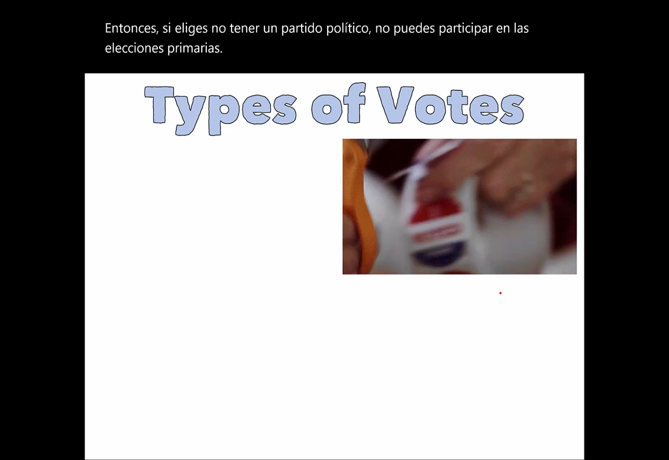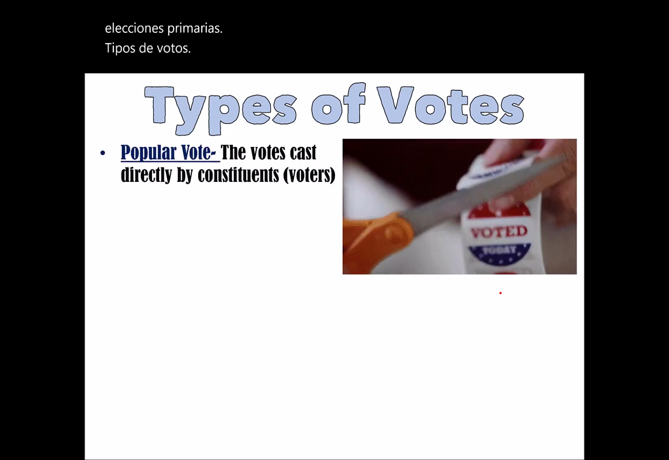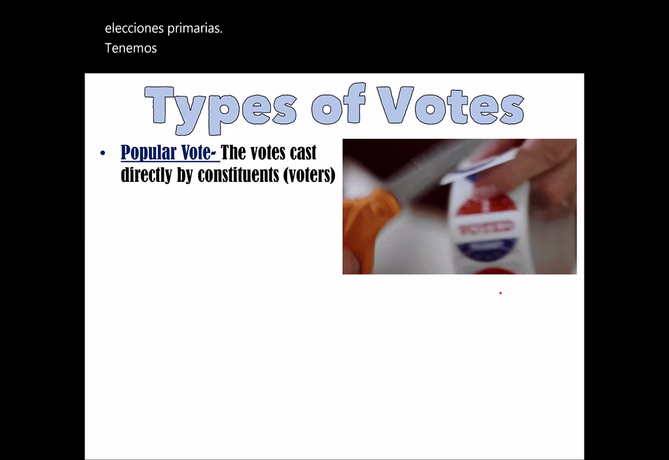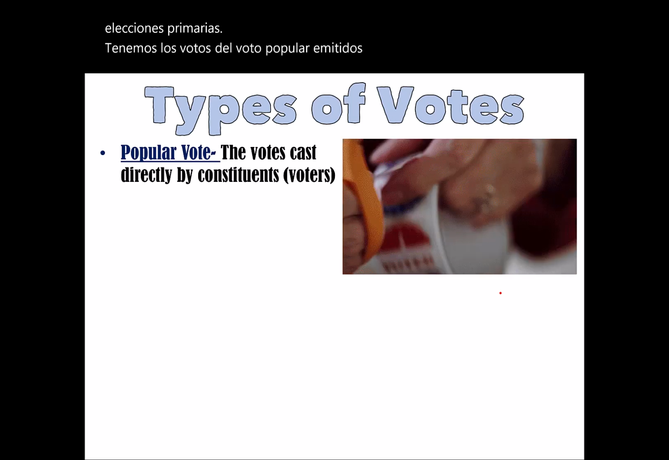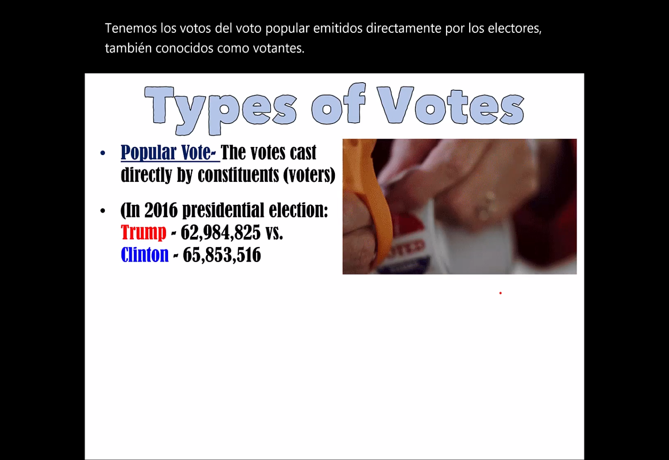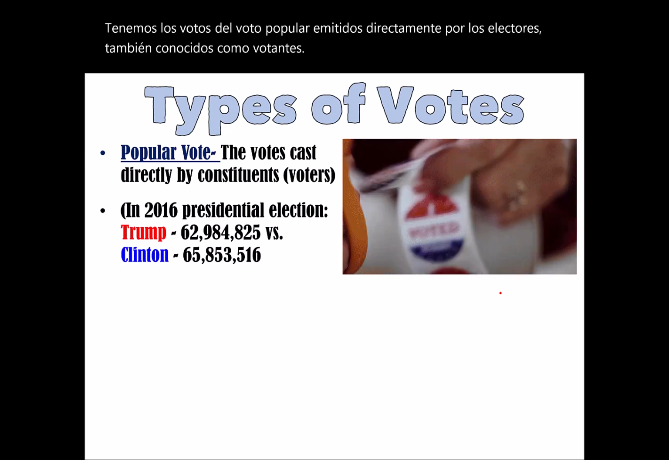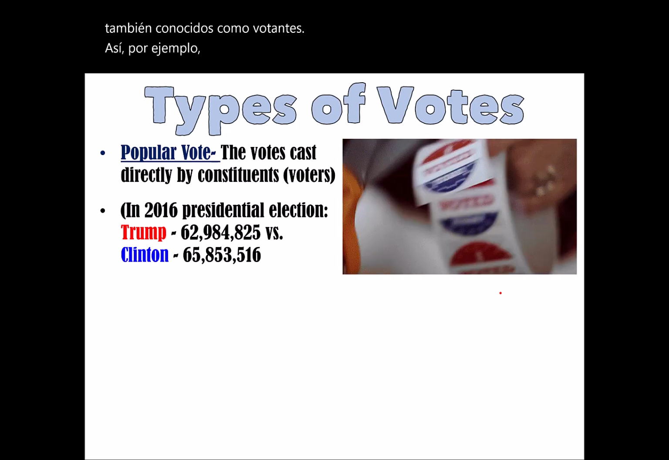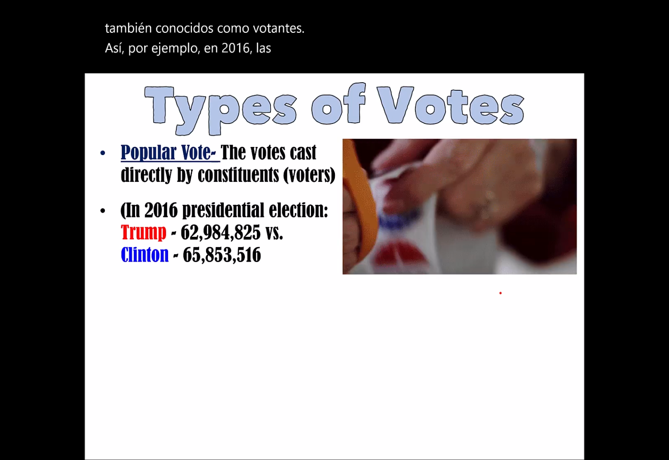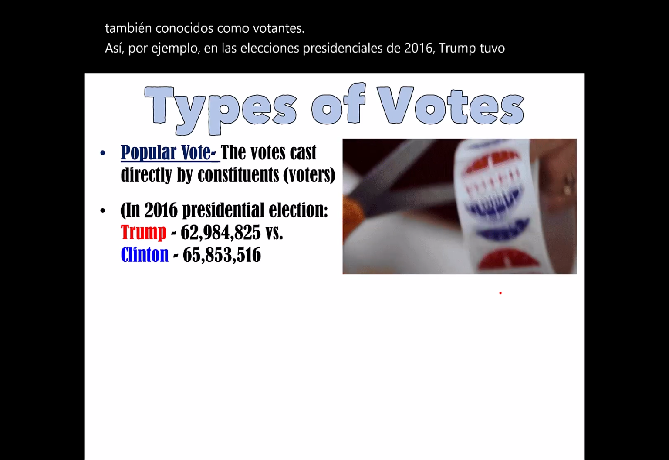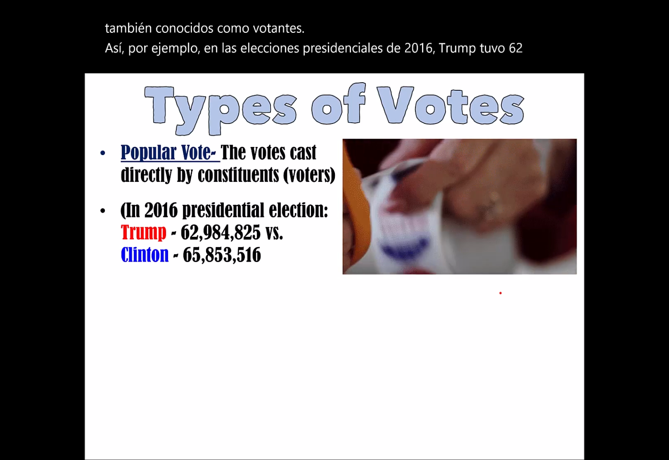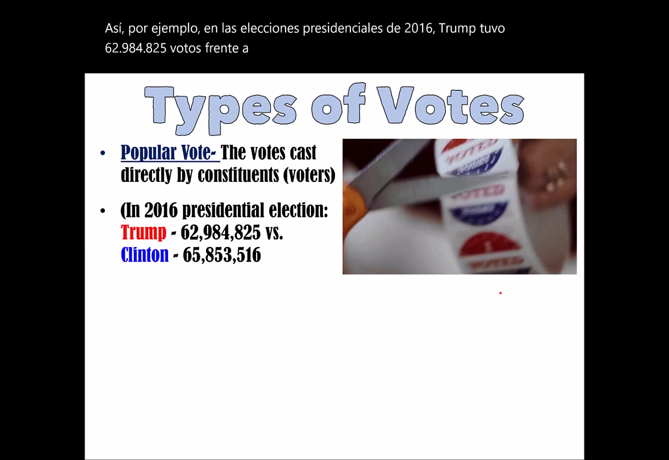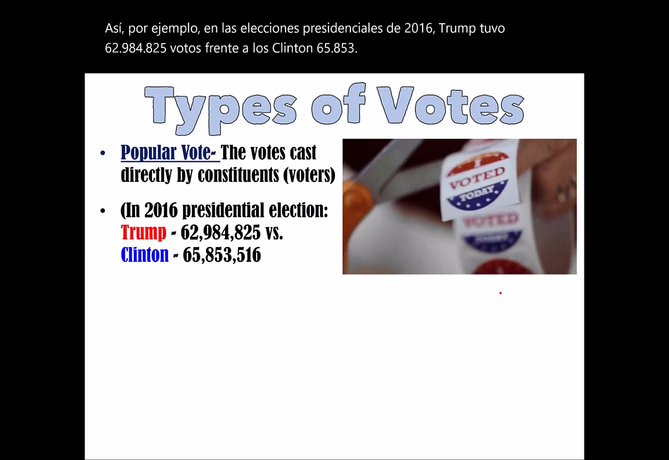Types of votes. We have the popular vote, votes cast directly by constituents, otherwise known as voters. So, for example, in 2016, the presidential election, Trump had 62,984,825 votes versus Clinton's 65,853,516 votes.